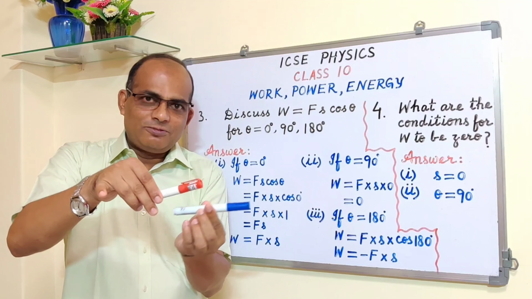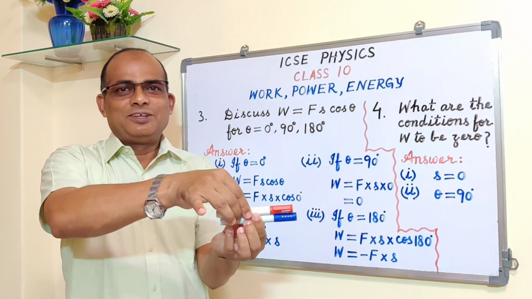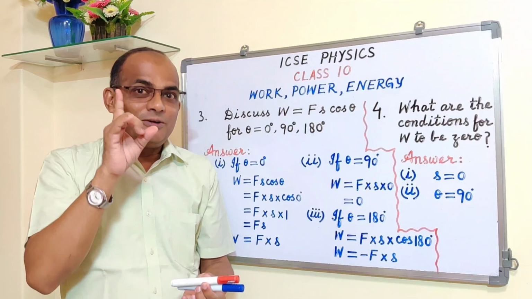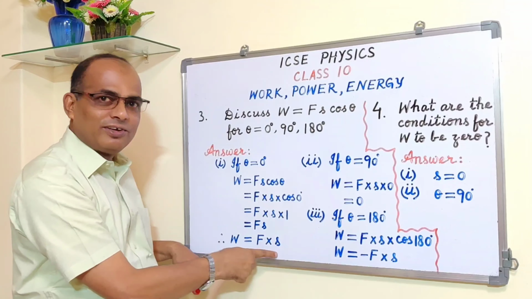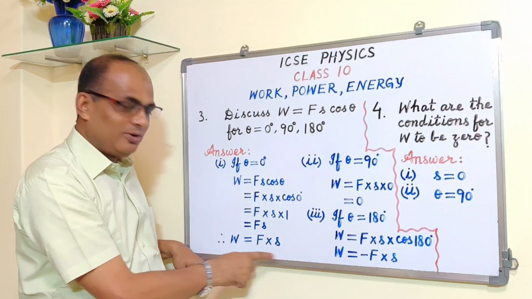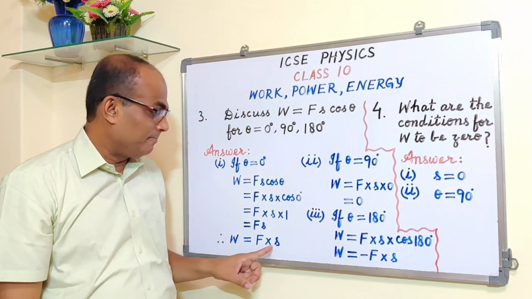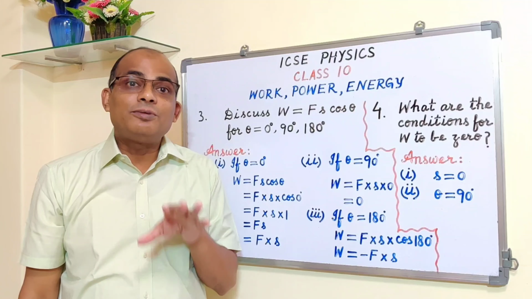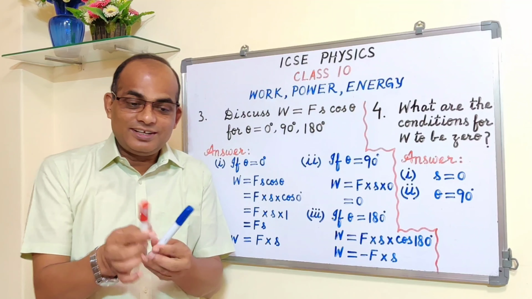So this is displacement and this is force. Both are now in the same direction when theta is zero. And when they are in the same direction, we obtain the formula W is equal to Fs. So W is equal to Fs when both are in the same direction, when the force and the displacement both are in the same direction, when the displacement is in the direction of the force applied. That is when theta is 0.